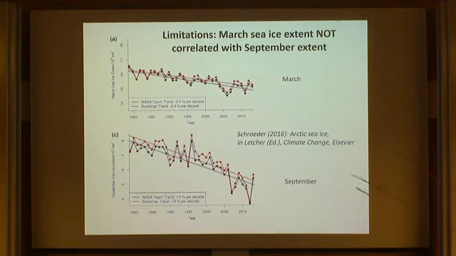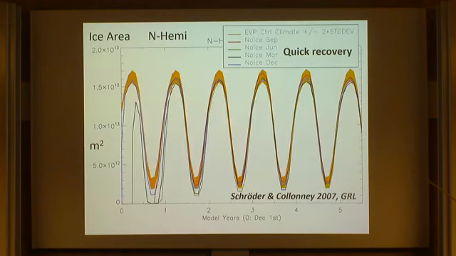So if you want to make a prediction based on the sea ice extent in March, it is not a good predictor. It's not a skillful predictor for the September ice extent, for example. I show here one study, at this work about 10 years ago, where the aim was to find out where we can use sea ice anomalies for predictions.